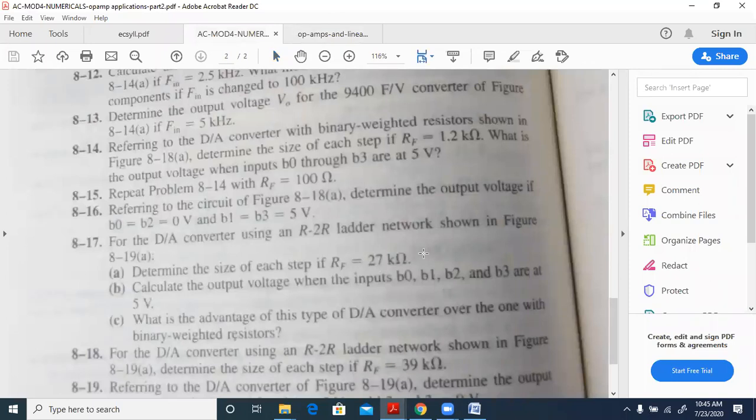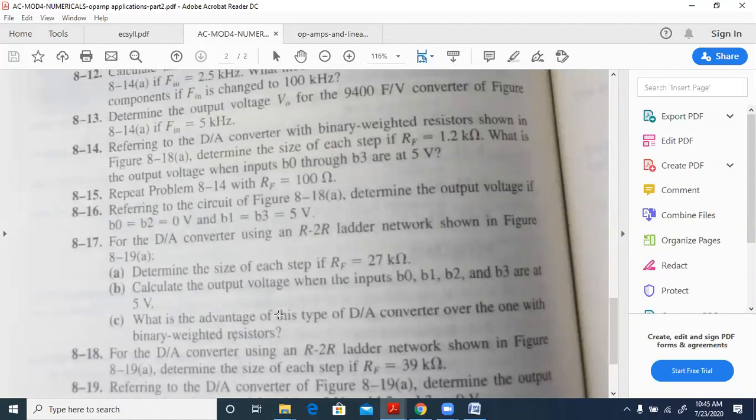That has to be multiplied by 15 to get the output voltage over here. So if you have the calculator, please calculate that. 5 divided by 16 into 10 multiplied by 27, that will be the value of the step size, and step size multiplied by 15 will give us the output, and that will be part B.